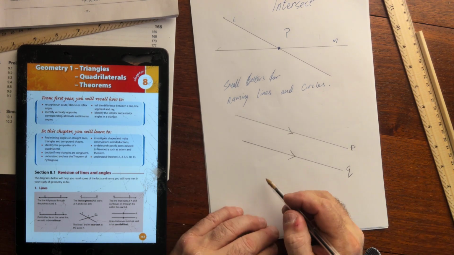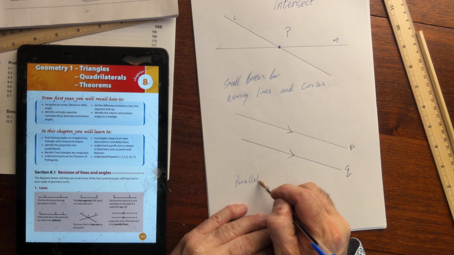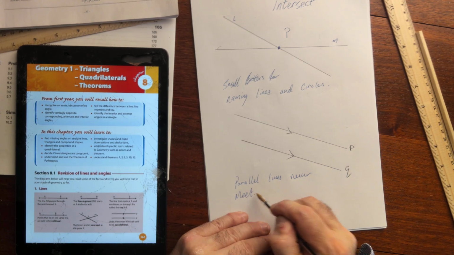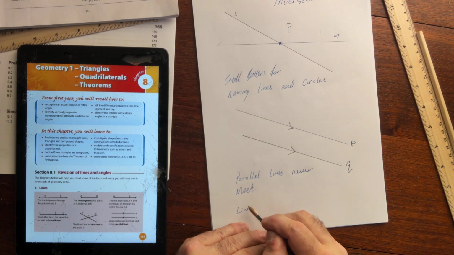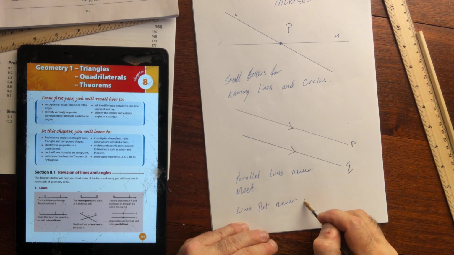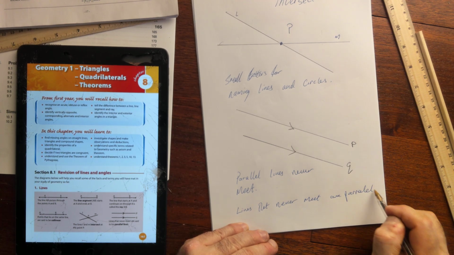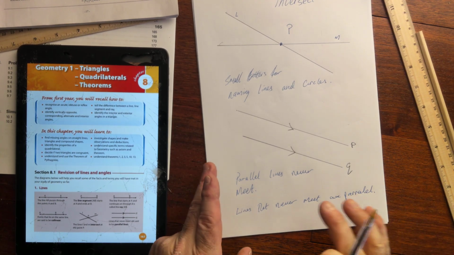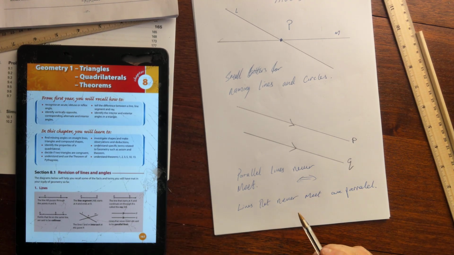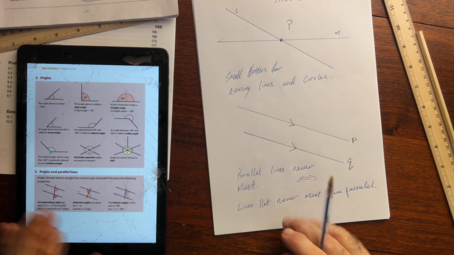Okay, so this would be a theorem. You could say the condition is parallel lines never meet, and you could also say lines, distinct lines in particular, that never meet anywhere are parallel. Okay, so it doesn't matter which one comes first, they both imply each other, and it's a two-way implication. In other words, the converse is true. Right, so we go on to angles.